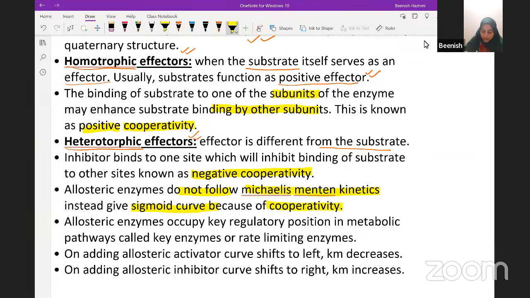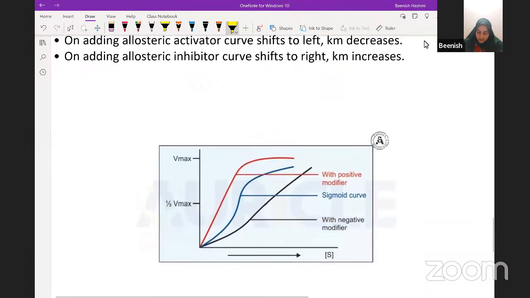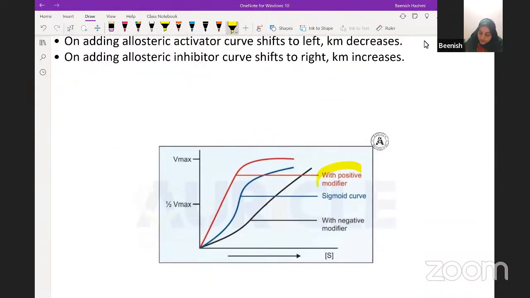Allosteric enzymes occupy a key regulatory position in metabolic pathways and are called key enzymes or rate limiting enzymes. Most of the rate limiting enzymes are allosteric enzymes, and this is how they are regulated. When adding an allosteric activator, the curve shifts to the left. You can see here, when an allosteric activator, that is a positive modifier, is added, this was the normal curve, so the curve has shifted to the left. And when a negative modifier is added, the curve shifts to the right.